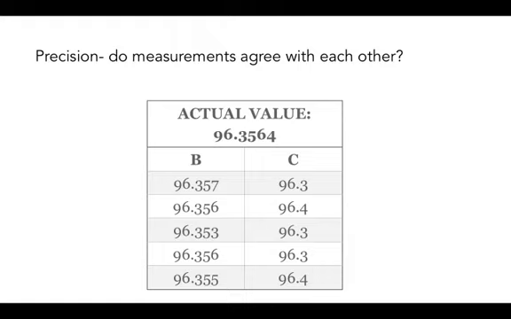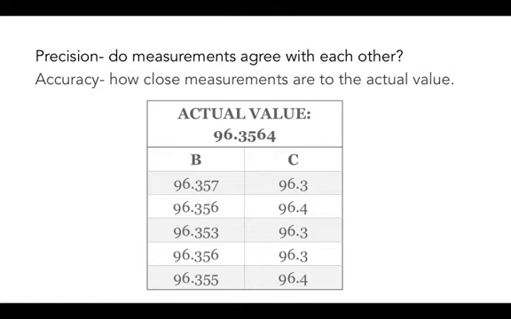The second thing that we need to be aware of is the accuracy. How close are the measurements to the actual value? And in this case, we can see that the measurements in B are closer to the actual value of 96.3564. They are not to that actual accuracy. They don't go out to the 10,000th place, but they are more accurate than the measurements in column C, where the values only go out to the 10th place.